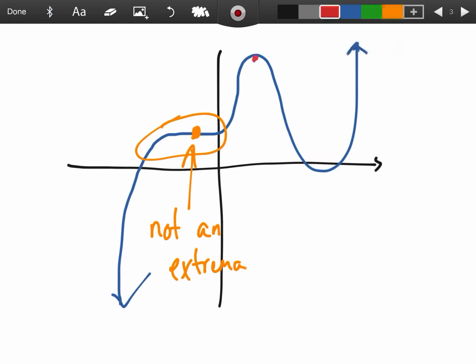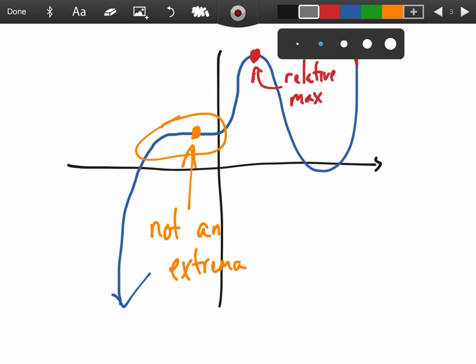This point here is a maximum. We can see it's at the top of a hill. That is a maximum there. And it's only a relative maximum because this arrow points up, so we know that there will be y values that are higher than that point right there. So this is a relative max.